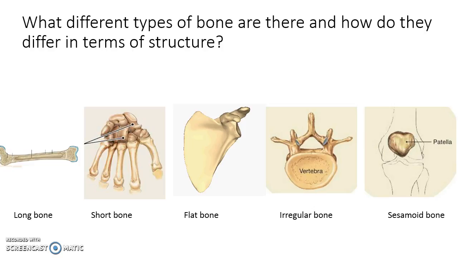What different types of bones are there, and how do they differ in terms of structure? So we have long bone, short bone, flat bone, irregular bone, and sesamoid bone. Our long bones are some of the longest bones in the body, such as the femur, humerus, and tibia.